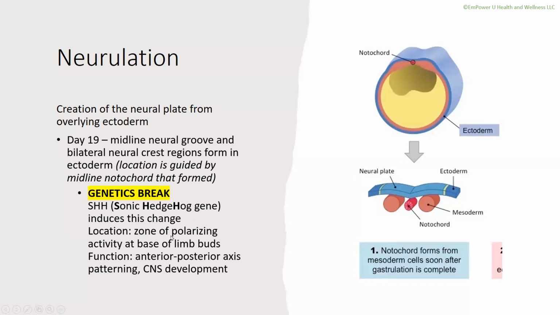Essentially, it's located at this zone of polarizing activity. Well, that sounds very aggressive, but essentially where our limbs will form, at the base of the limb buds, and it's going to help with anterior and posterior axis patterning and central nervous system development. So any issues with creation of an anterior and posterior axis, so if something developed on the wrong side, or if our central nervous system didn't develop fully, we could look at the sonic hedgehog gene, SHH, as an issue.